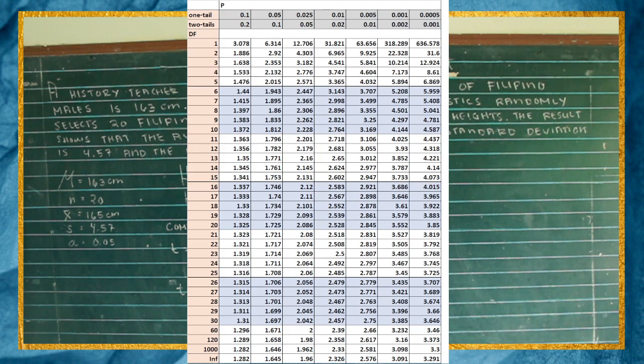Ngayon, i-check yung row. Siyempre, we are using 2-tailed. So, sa 2 tails kayo titingin. So, sa 2 tails, hanapin nyo dyan yung 0.05. So, ayun, nasa baba ng 0.025. And then, kunin nyo yung intersection ng column na yan, saka yung degrees of freedom na 19. So, makikita nyo, ang value or intersection ng 19 na degrees of freedom at 0.05 na 2 tails is 2.093.